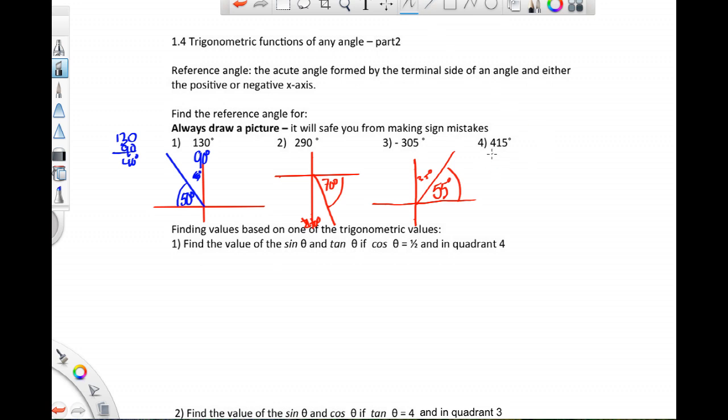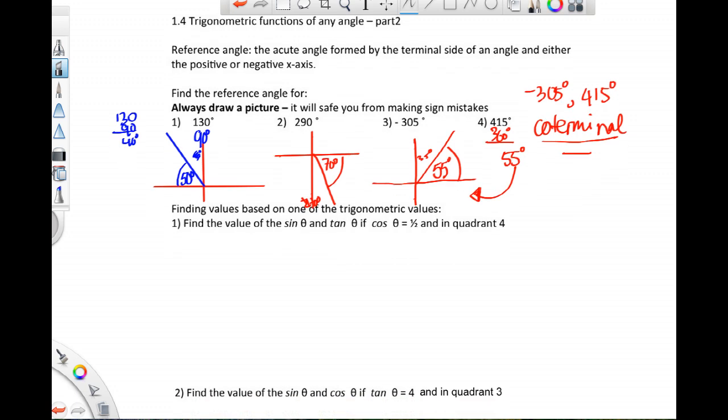And the last one, 415. Well, let's do 415 minus 360. So that is 55 degrees again. So that's the same picture, right? So that means these last two angles were coterminal. Keep in mind some of the vocab that we've done. So negative 305 and 415 are coterminal angles because they end up at the same spot.